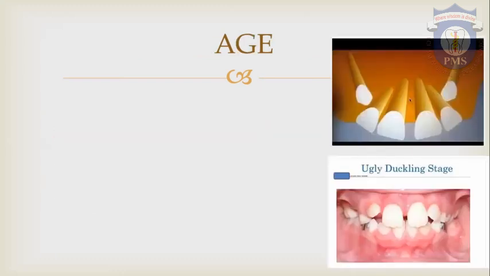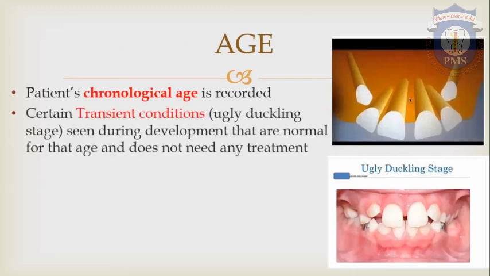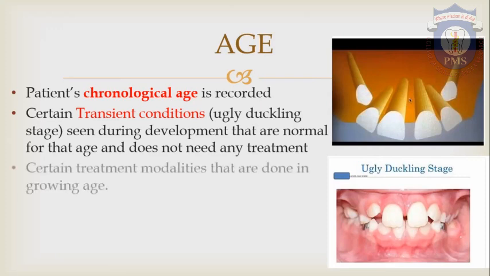Now, age of the patient. Now, this is quite important. Age of the patient, because always a patient's chronological age is to be recorded. Certain transient conditions like ugly duckling stage that is seen during the development that are normal for that age and does not need any treatment. We can identify that only if we record the age of the patient correctly.